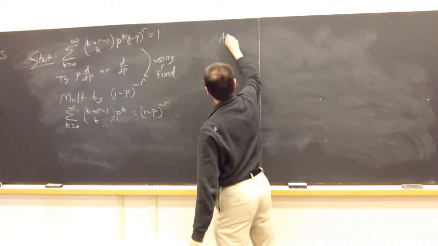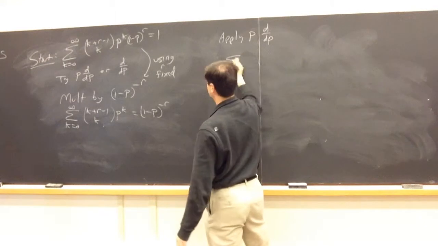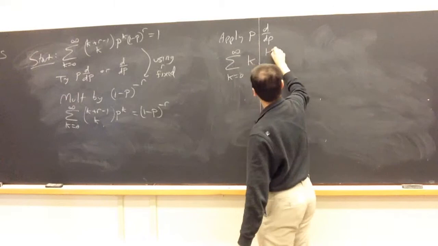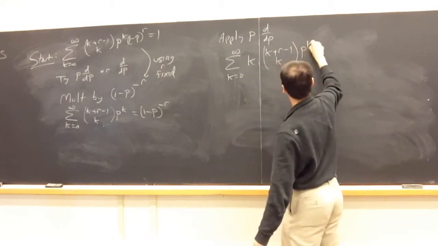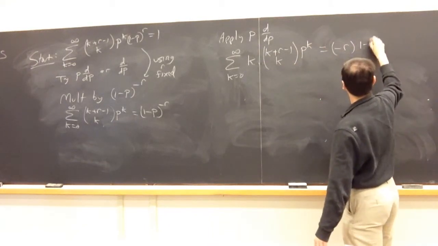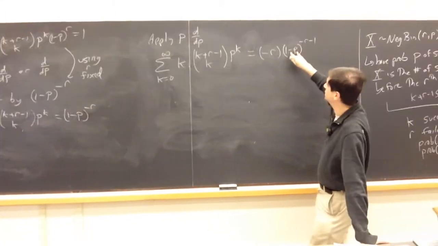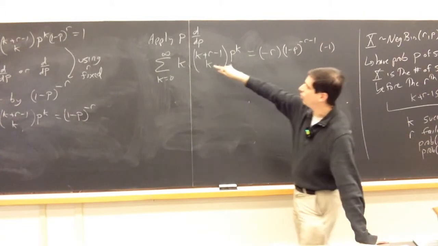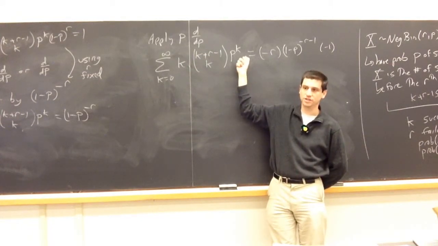So now we apply p d by dp, and we'll get the sum, k goes from 0 to infinity, of k plus r minus 1, choose k, p to the k, is equal to negative r, 1 minus p to the minus r minus 1. But now I have to take the derivative of the inside, and the derivative of the inside gives me a negative 1. This is almost the mean. The reason it's not the mean is I need this factor of 1 minus p to the r.